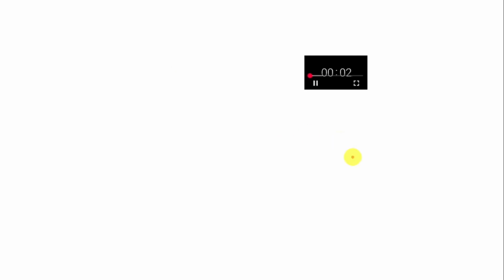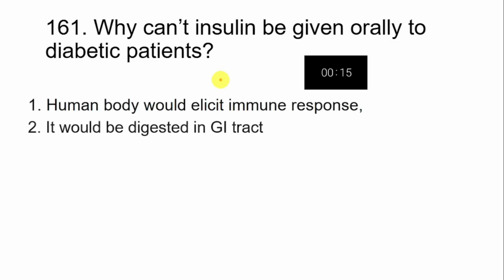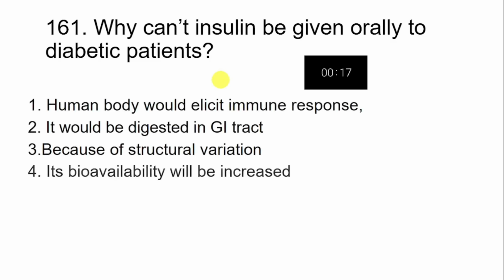Next question. Why can't insulin be given orally to diabetic patient? Insulin is a protein hormone. So it will be digested by the GIT. Yes. So option 2 is the right answer of this question. Next one.